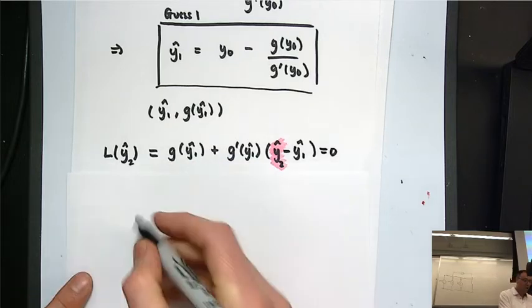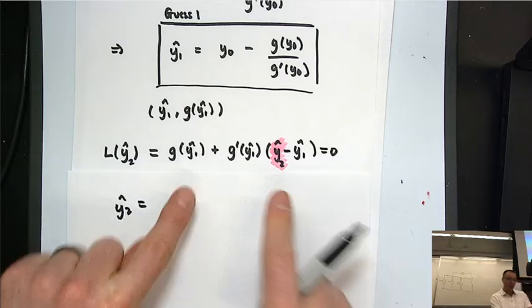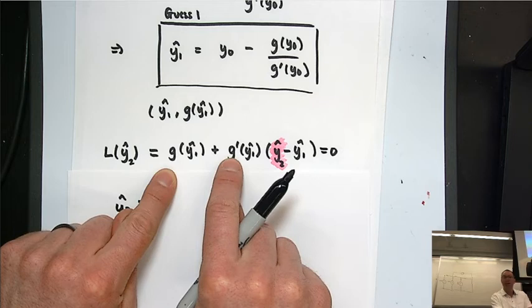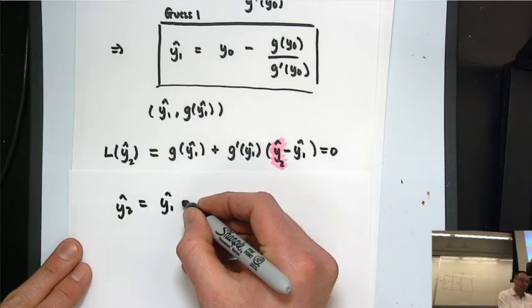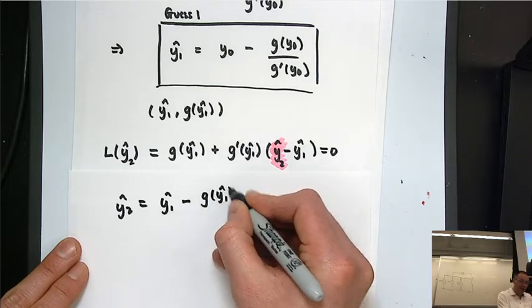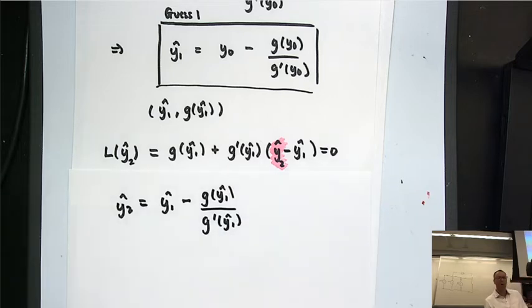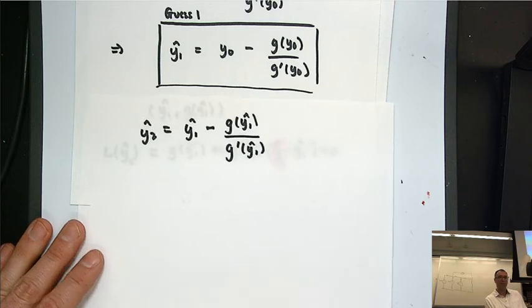So what's the new value of y2? Just follow along with me. First thing we're going to do is bring that over there. The next thing we're going to do is divide. The next thing is to add, and we get something like y1 minus g of y1 hat divided by g prime of y1 hat. Okay, well, check this out. Do you see a pattern?